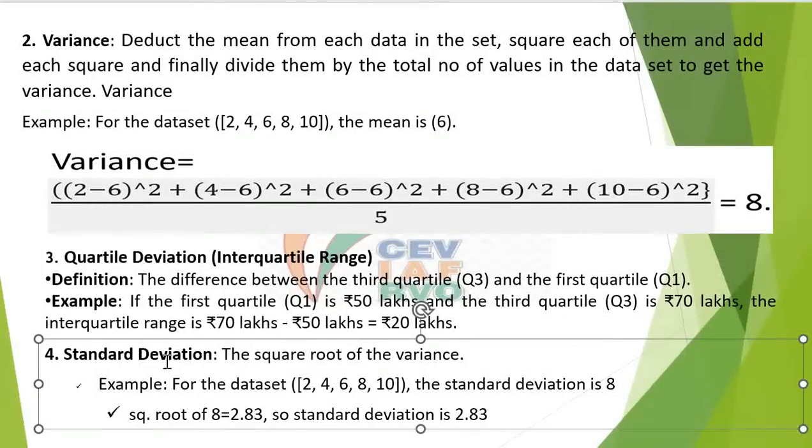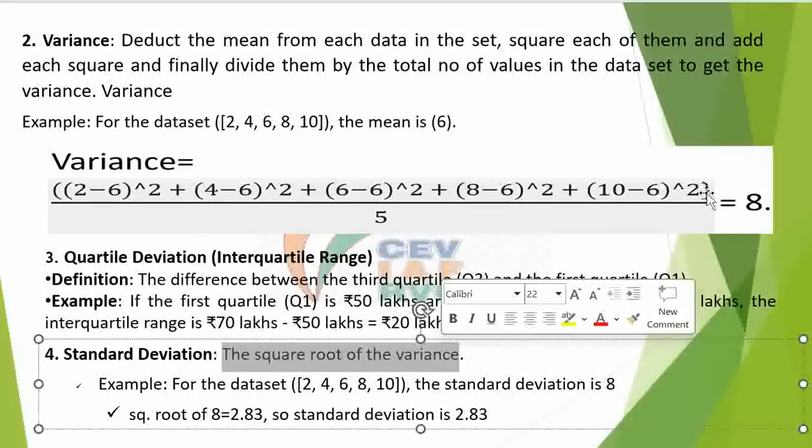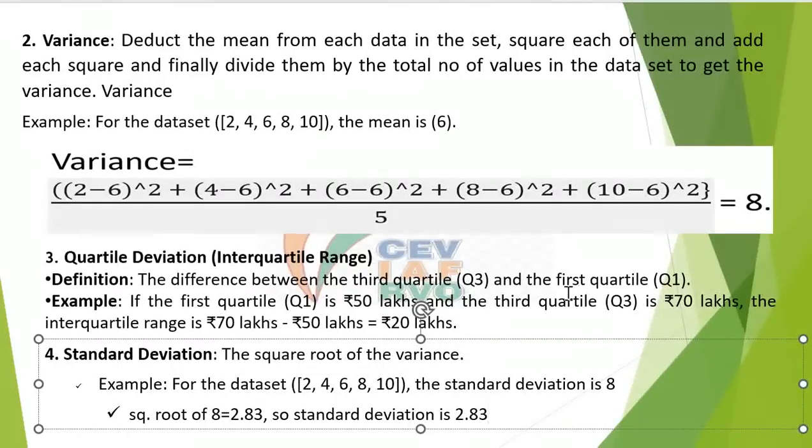So next is standard deviation. What is standard deviation? It is the square root of the variance. So variance you have calculated for this data set. If you have to calculate its standard deviation, you have to take its square root. So square root of 8 is roughly 2.83.